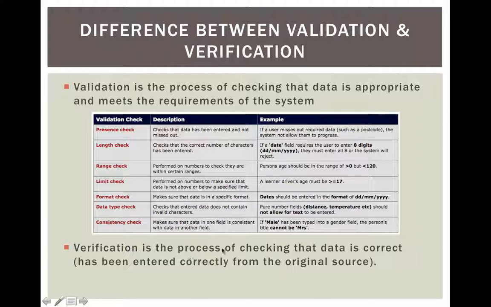Verification, however, is the process of actually checking that data is correct and has been entered correctly from the original source. So the ways to do this is a visual check, which is what we consider to be proofreading. But don't just write proofreading, because you need to be able to say it's proofreading by comparing to the original source. Okay, so that's what we call a visual check. The other way of doing it is double entry. By entering the data twice, we can compare to see if there's been any differences between the 2 entries. So these are the differences between validation and verification.